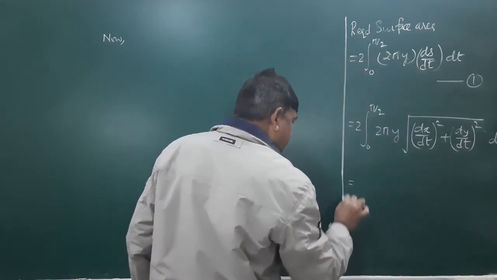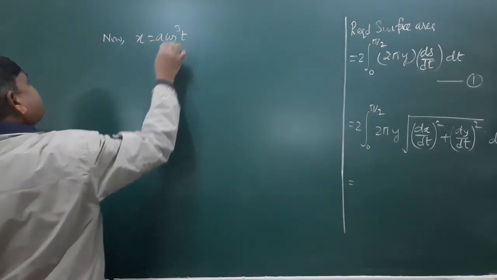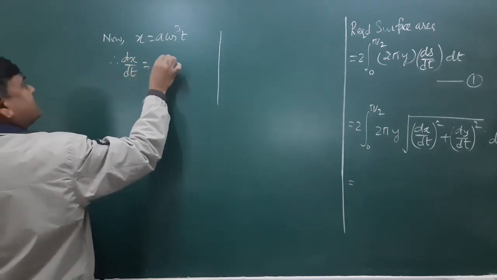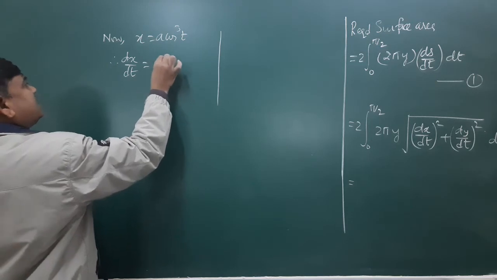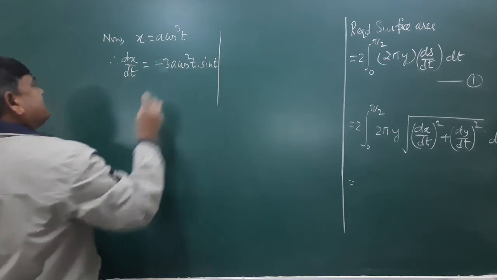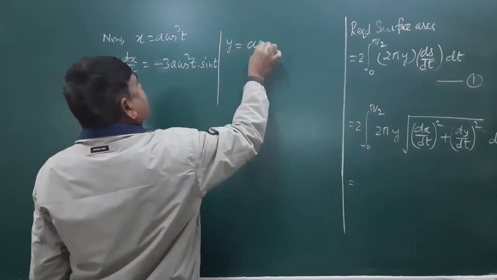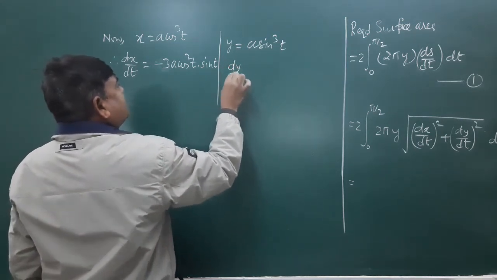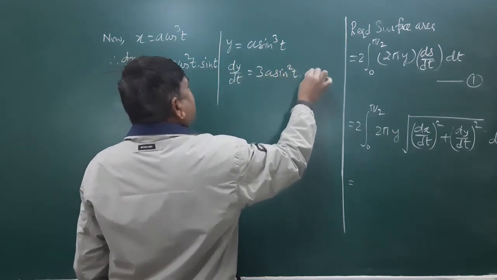Okay, x equals a cos cube t, therefore dx by dt is minus 3a cos square t into sin t, and y equals a sin cube t, dy by dt is 3a sin square t into cos t.